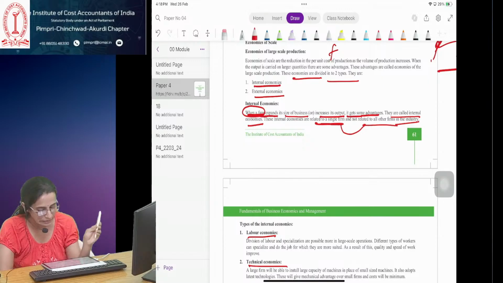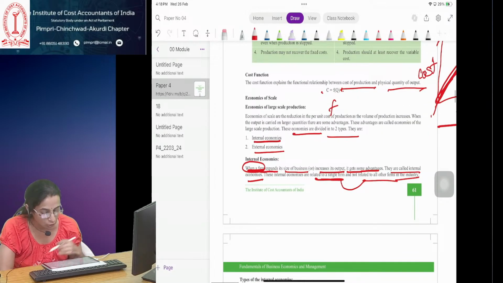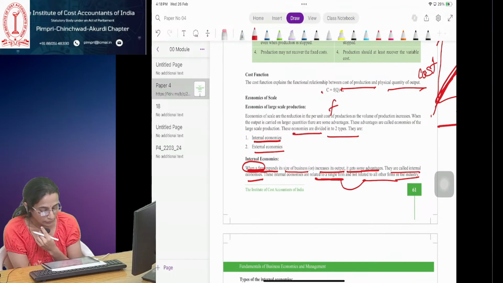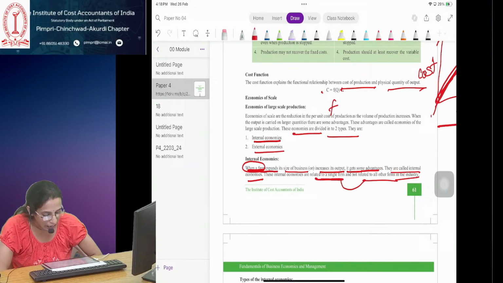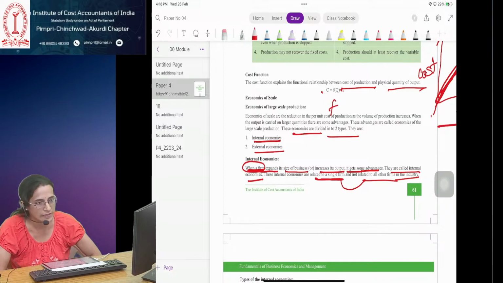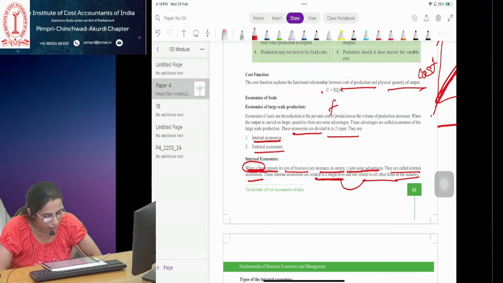We will read this. They have provided. Economies of scale. Economies of large scale production. Economies of scale are the reduction in the per unit cost of production as the volume of production increases. When the output is carried out in large quantities, there are some advantages. These advantages are called economies of the large scale production. They are divided into two types, internal and external.